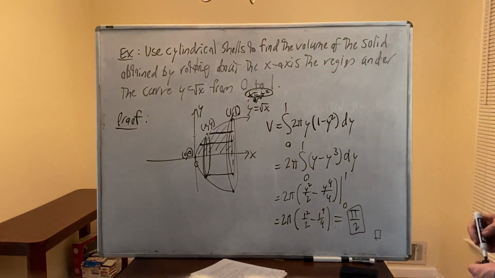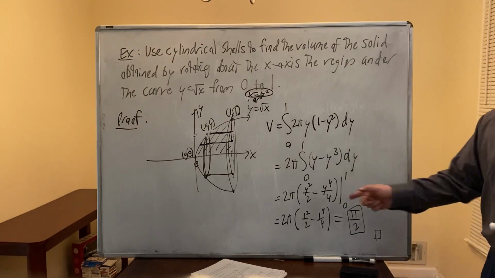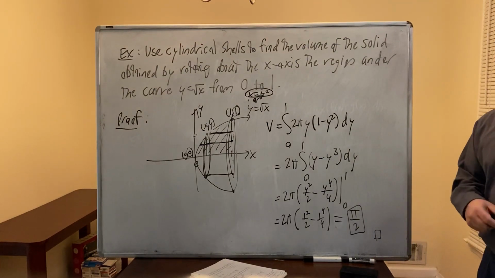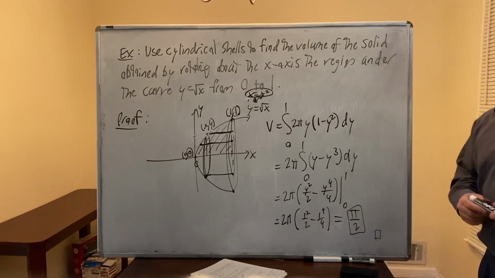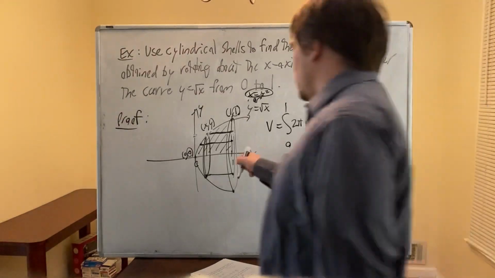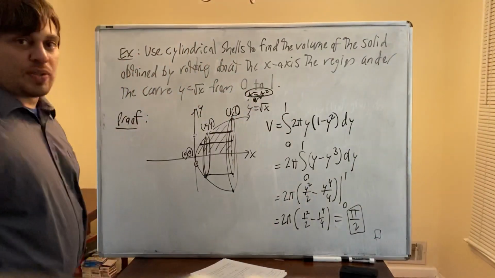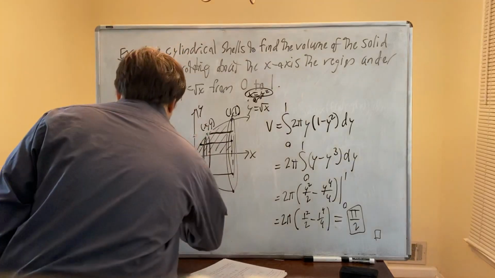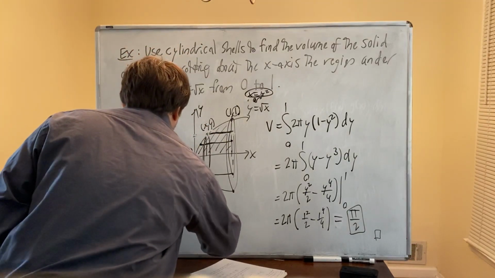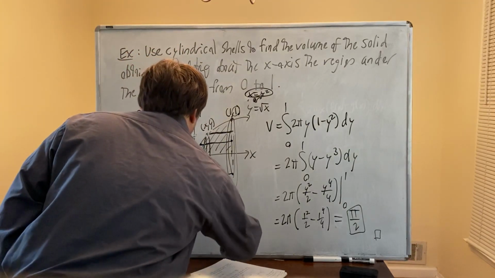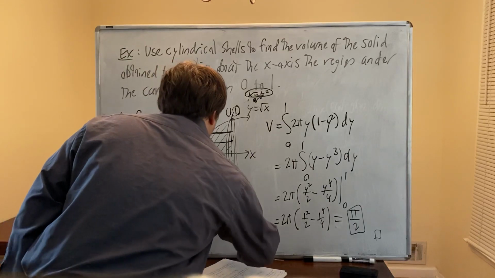And so here we used the cylindrical shell method. Earlier we used the washer method, and actually the washer method was easier. So we did the same example before and got the same answer, but the washer method for this example is easier.